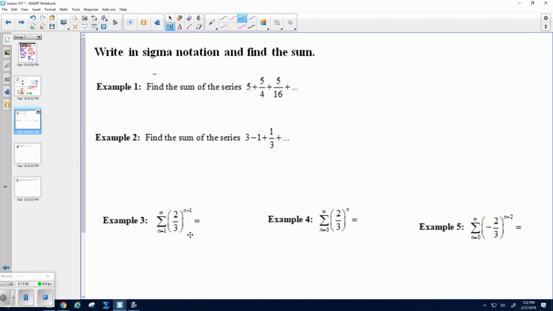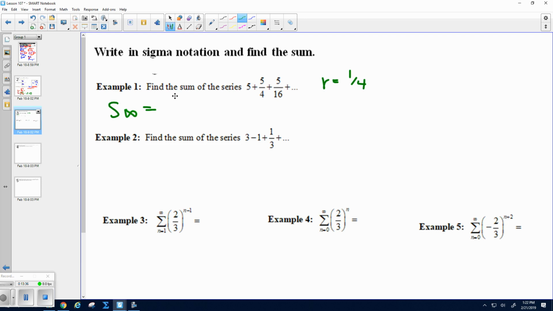Write in sigma notation and find the sum. Let's just find the sum, because we just did a bunch of writing in sigma notation, okay? So let's find the sum of the series. First of all, does it have a sum? What are we multiplying by every time right here? Yep, R is 1/4. I'm dividing by 4, or R is 1/4. Is this between -1 and 1? Yes. So that means we can use our new formula.